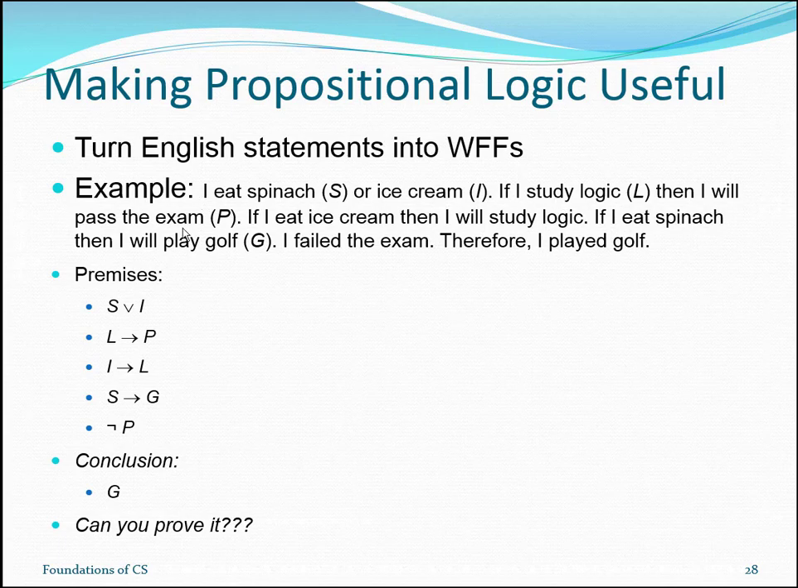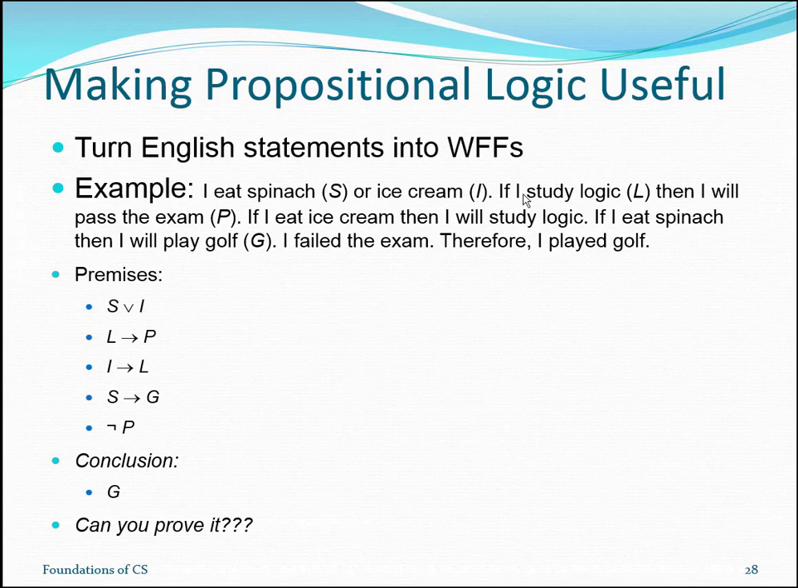And so let's look at my sentences here. I eat spinach or ice cream. If I study logic, then I will pass the exam. If I eat ice cream, then I will study logic. If I eat spinach, then I will play golf. I failed the exam, therefore I played golf. Okay? Sort of crazy, but let's look at this. The first part says I eat spinach or ice cream. Well, look at that. I just have S or I, right?